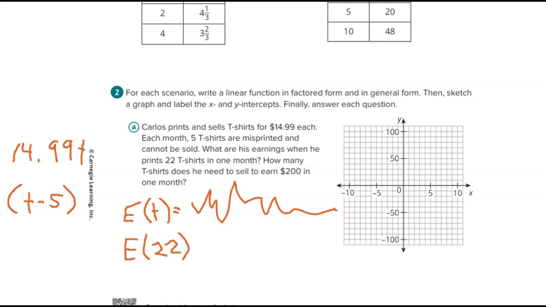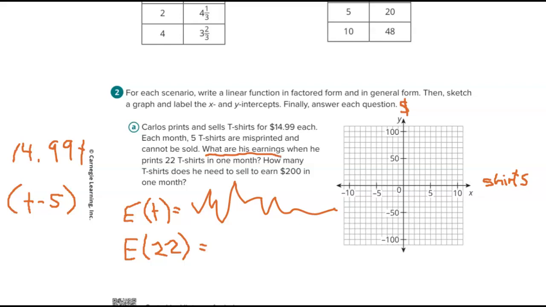So you'll use your equation, you'll use your graph to figure out what is the money value, what's the y value, because the y is the money, and the x is the shirts. So you're going to figure out how much money does he earn, what's your y, when shirts equals 22. Then that takes care of this part of the question.